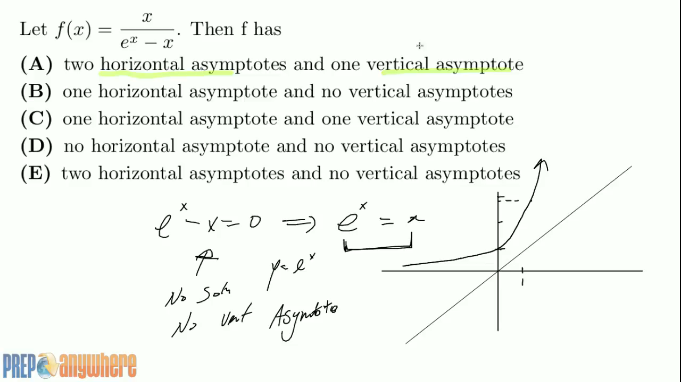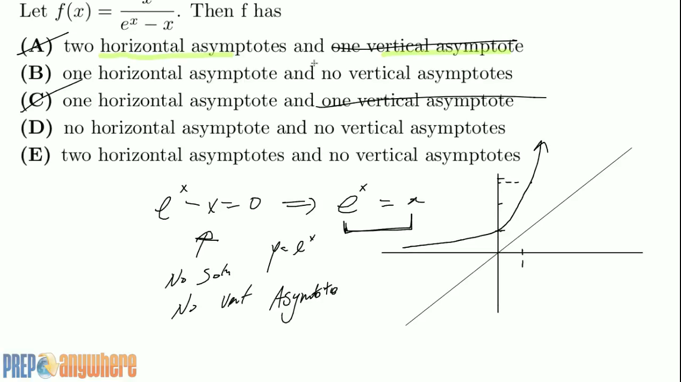So let's cross out anything that says there's more than no vertical asymptote. So the one vertical asymptote, this can't be true, this can't be true. Okay, so A and C are out of the question. So now the question is, do we have one horizontal, no horizontal, or two horizontal?